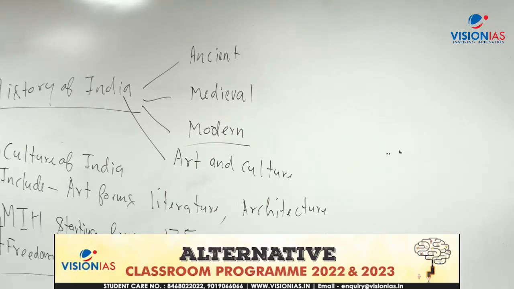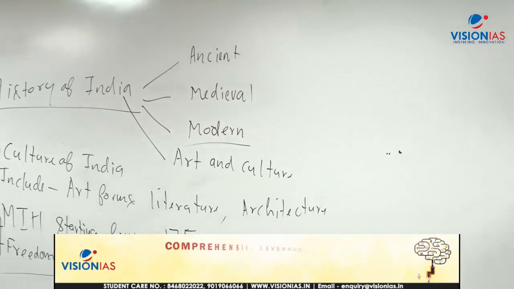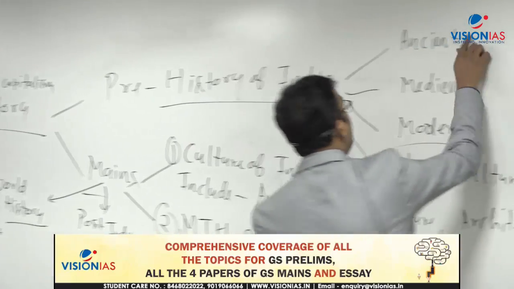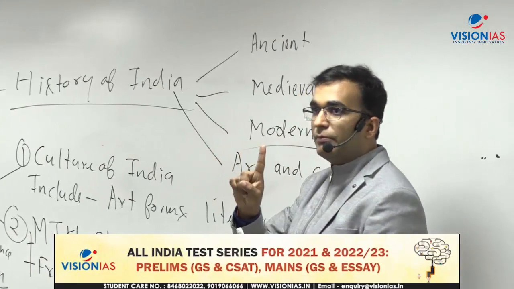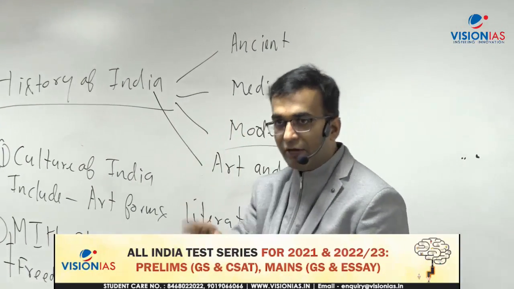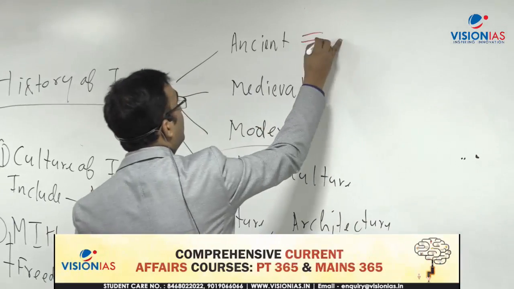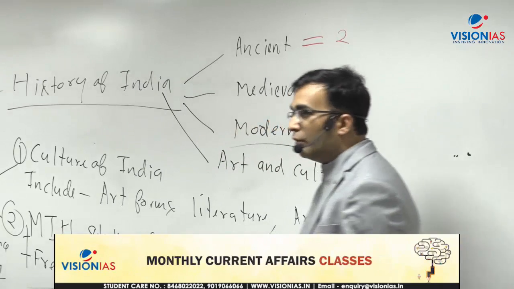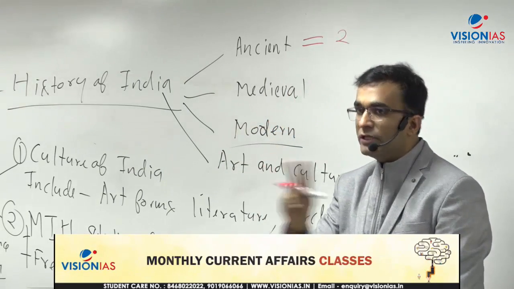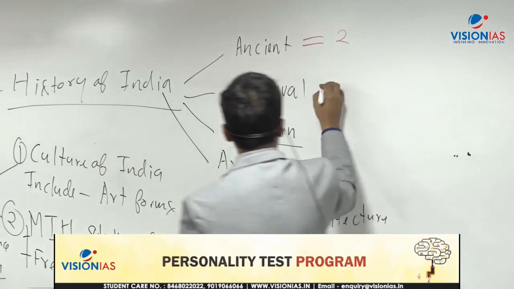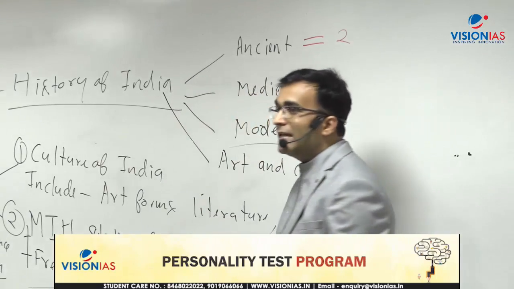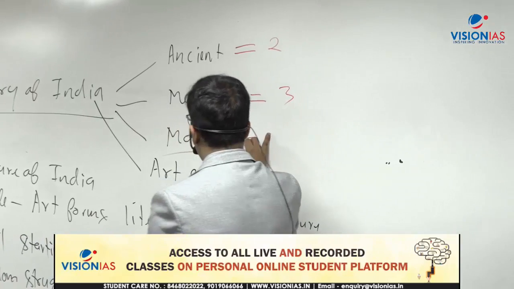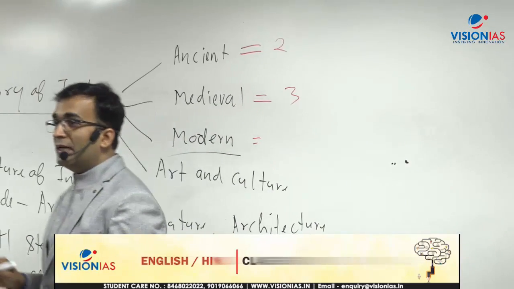So from 2011 to 2019, 10 years have passed. So the average number of questions that you can expect every year from this section, I'll be writing, is 2. So every year in the exam, you can expect 2 questions from the ancient. Then the average number of questions expected from the medieval, you can keep it 3. Then modern, how many you can keep? 9 questions.